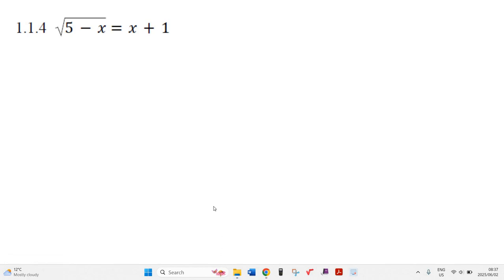Okay, let's try this third equation. Now, the first step in a third equation is to isolate the square root, but this square root is all by itself. That's pretty isolated. So now, how are we going to get at this 5 minus x? Well, we always do the opposite when we solve an equation.